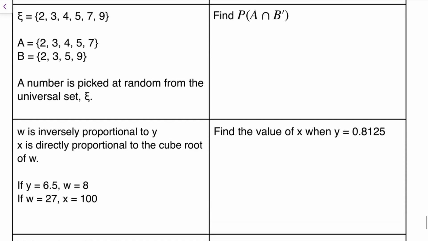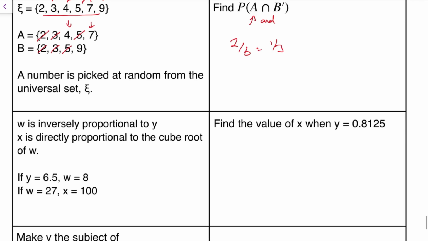Next question. Okay, so it gives me some set notation. The universal set is the numbers 2, 3, 4, 5, 7, 9. A is 2, 3, 4, 5, 7, B. A number is picked at random from the universal set. Find the probability that it is in A and not in B. So in other words, it's in A but not in B. So I can't have that because it's in A and B. I can't have 5, so I want these two numbers here. So therefore, there's going to be two numbers I can choose divided by the 1, 2, 3, 4, 5, 6 numbers overall. So that's going to give me 1/3. Not awful.